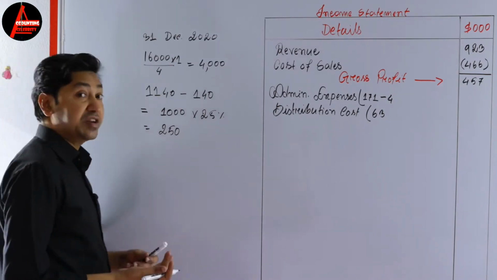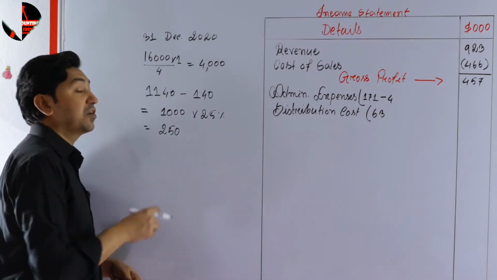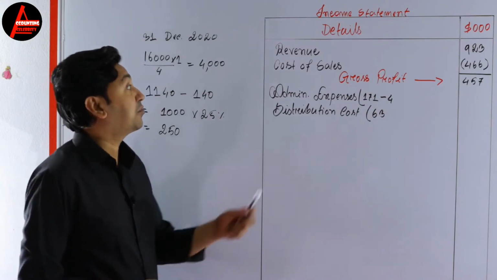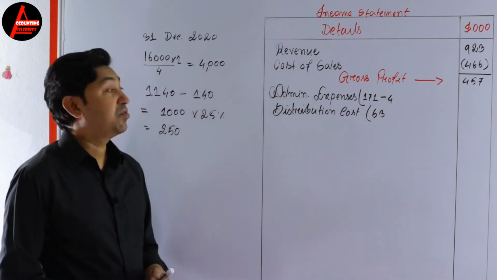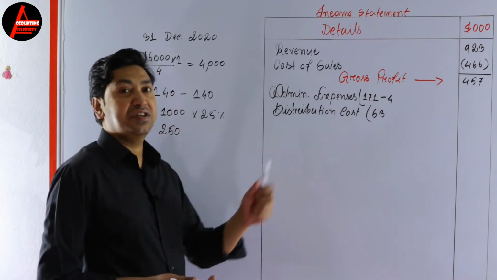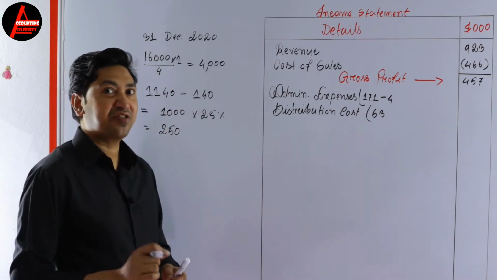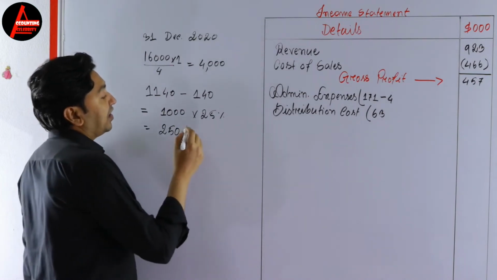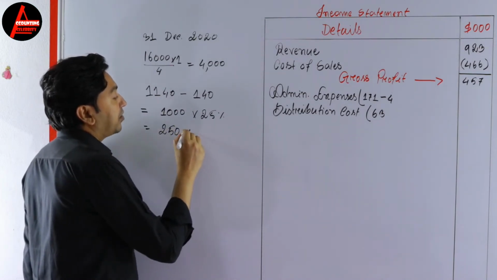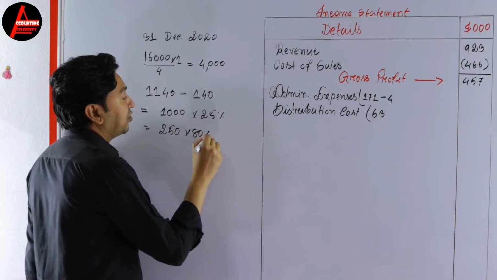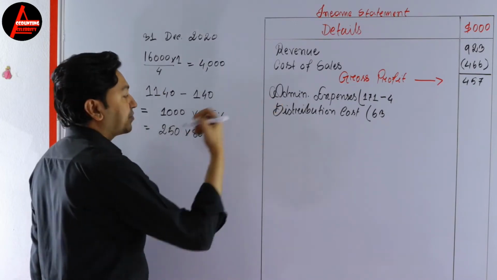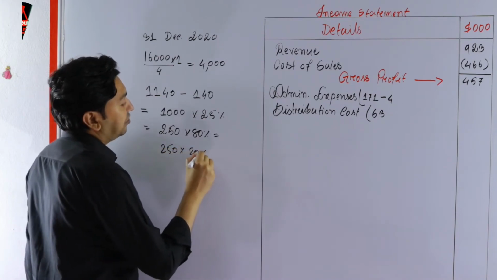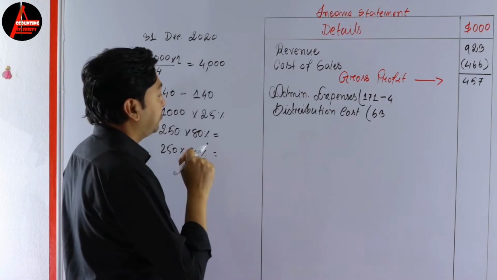But one more adjustment is here. From this $250,000, 80% will be taken as administrative expenses and 20% will be taken as distribution expenses, as written in the question. Not complicated. If you understand, you can do it simply. So now we multiply by 80% to calculate the admin expenses. Again, we multiply by 20% to know the distribution cost here.